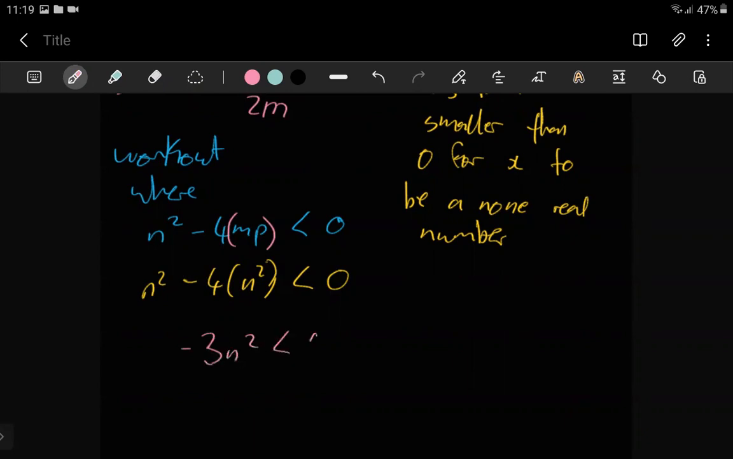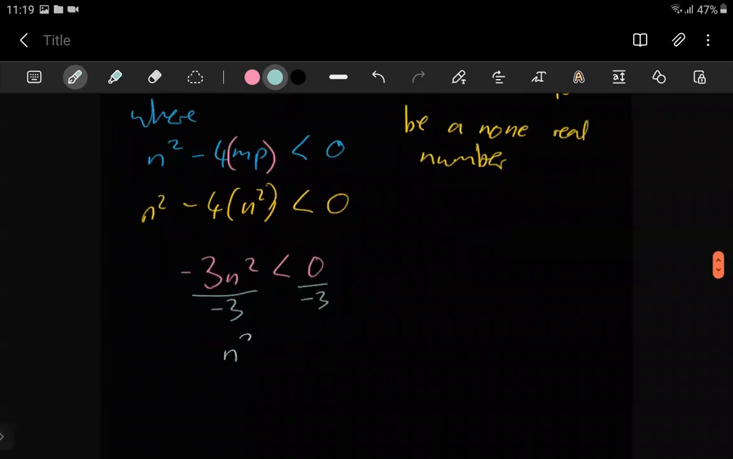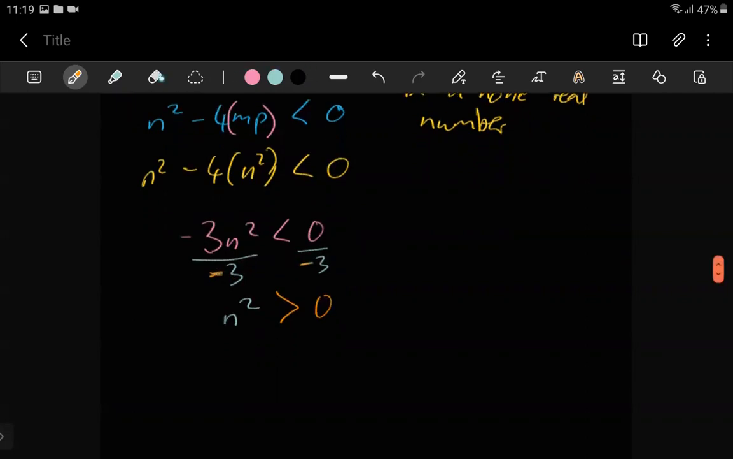-3n squared. And then, solving for n here, we divide both sides by -3. Let's see what we end up with. -3n squared, because we're dividing by a negative, the inequality sign has to flip over. So this is going to be 0, and then we take the square root of this and the square root of that. So n is bigger than 0.